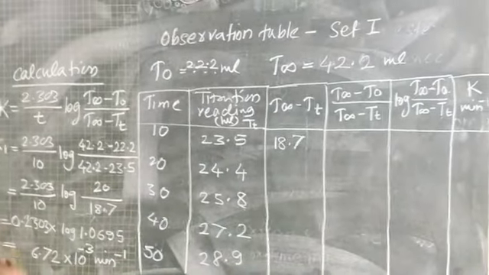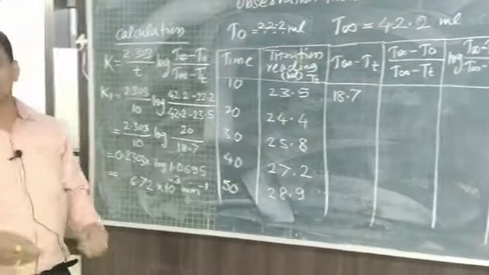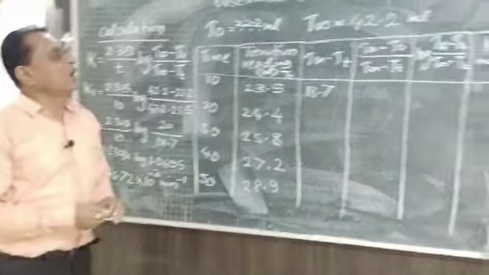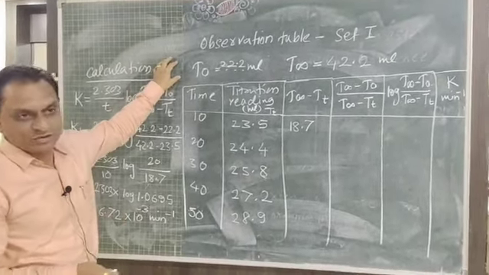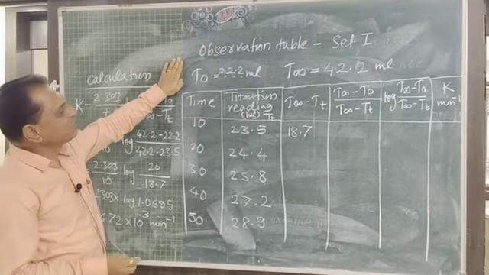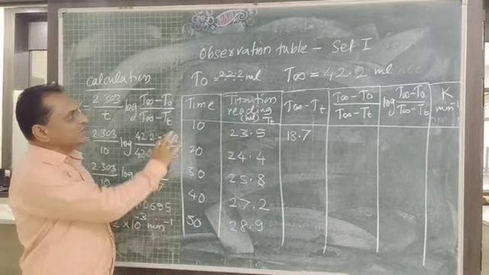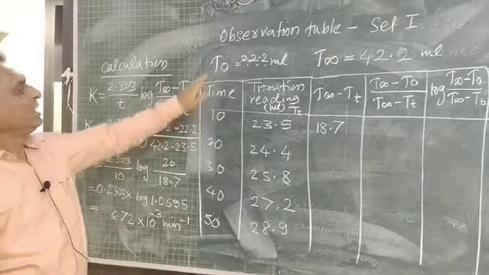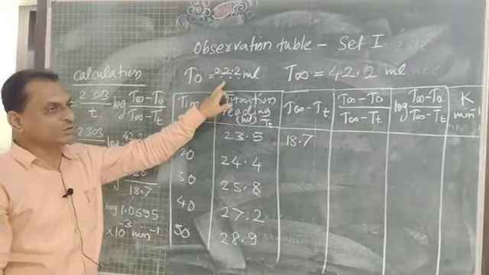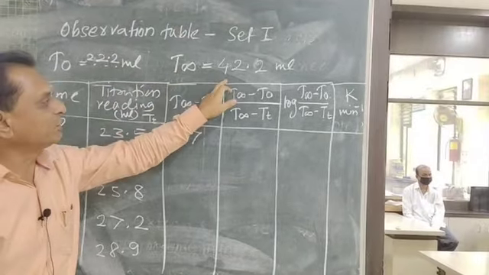So as explained by Dr. Indulkar sir, how to carry out the readings and how to monitor the velocity of a reaction. Afterwards we have to represent our result in an observation table. So this is the observation table for set 1. T0 value is 22.2. T infinity value is 42.2.